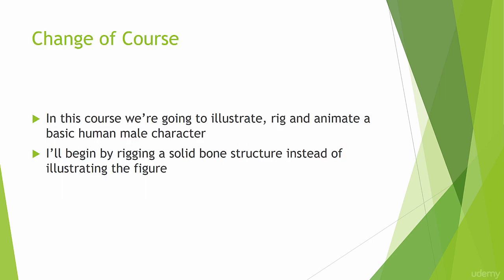And finally, I want to point out that I've got a change of plans for this course. Rather than going through just how to do things, I thought we would actually do something. So in this course, we're going to illustrate, rig, and animate a basic human male figure. And I've also kind of changed the way that I do things a little bit. What I do now is I set a solid bone structure. So I actually do rigging up front, or set the skeletal structure of my character before I start illustrating the character. So that's a slight switch in how I'm going to present.